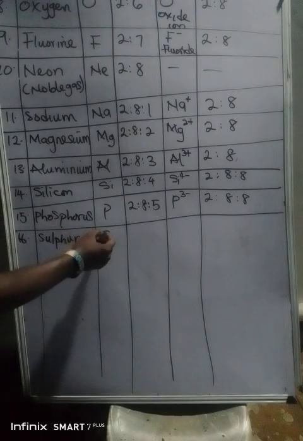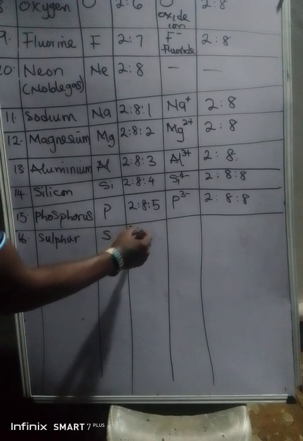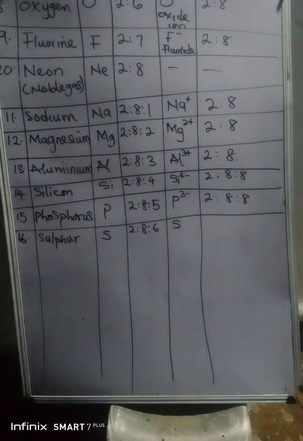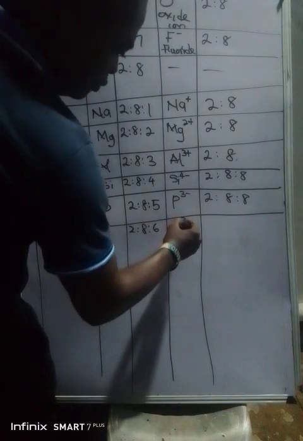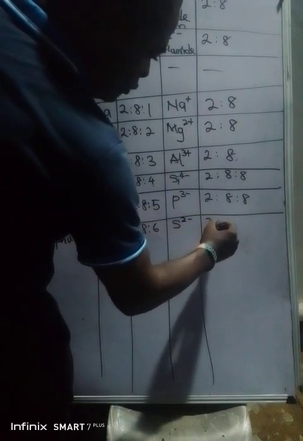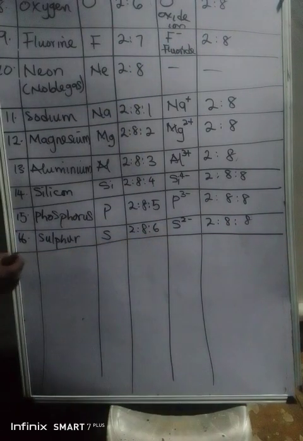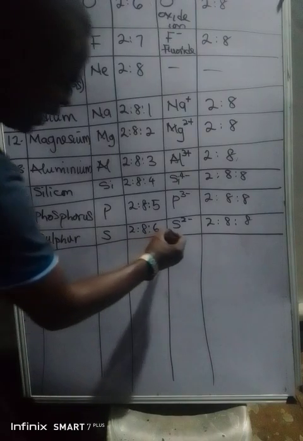Then sulfur is S. That is 2, 8, 6. So what do you think the symbol of the ion will now be? S what? S 2 minus. So the configuration will now be 2, 8, another 8 after borrowing 2. Then the next one is chlorine. So this is called the sulfide ion. What did I call it?